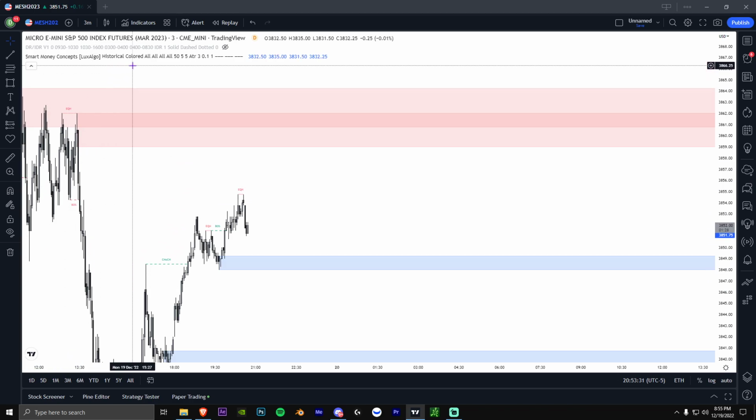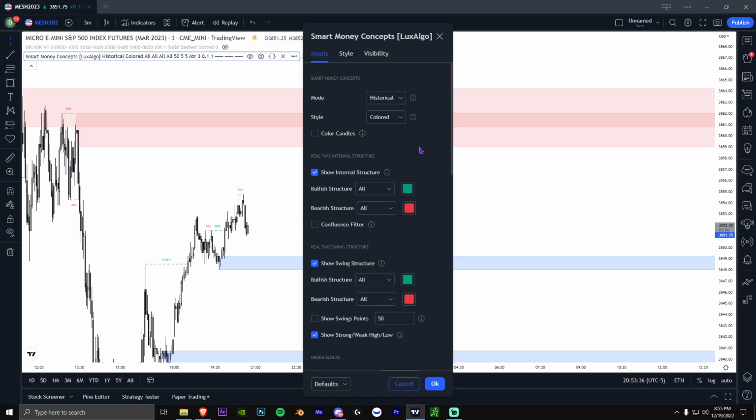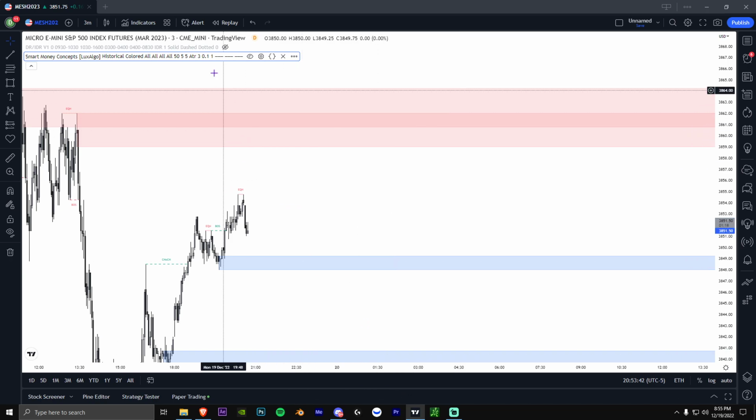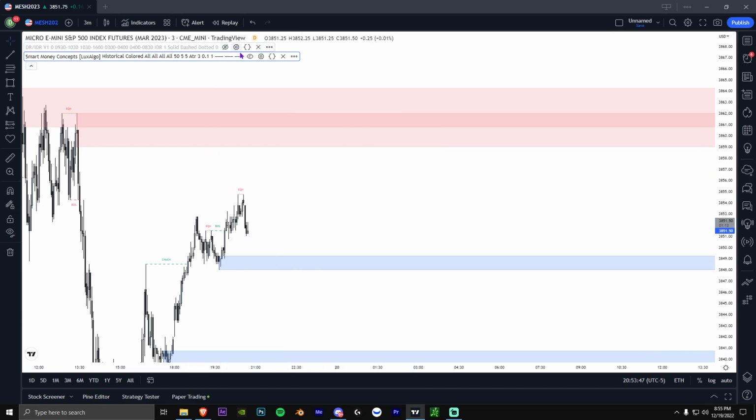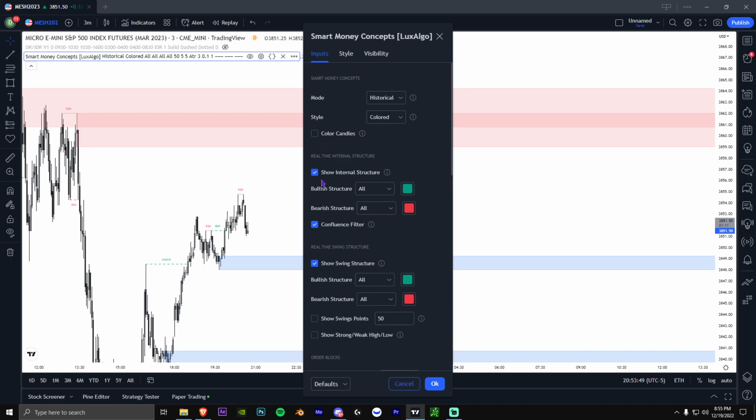Yeah, chart time is the most important, because chart time is going to make you see things that you're only going to want to see and learn. And yeah, there's probably settings to make this a little better. I would have to mess around with it. Internal structure.